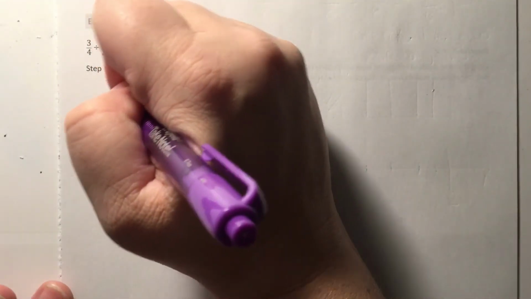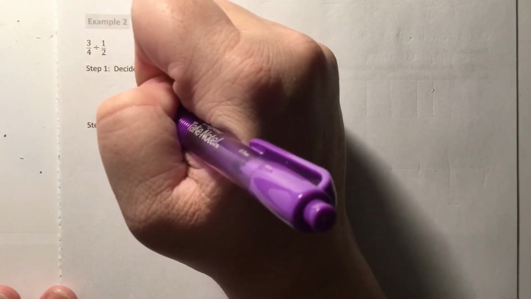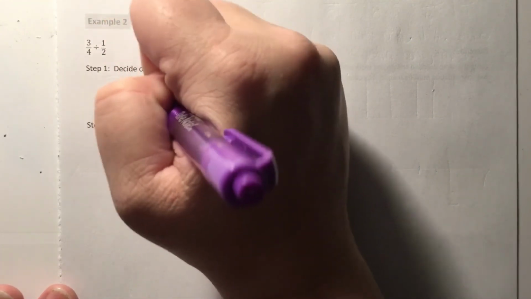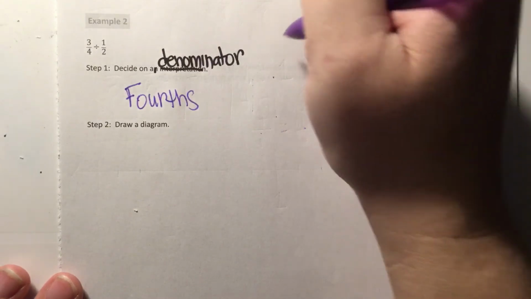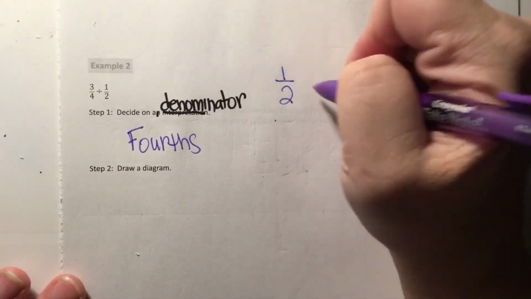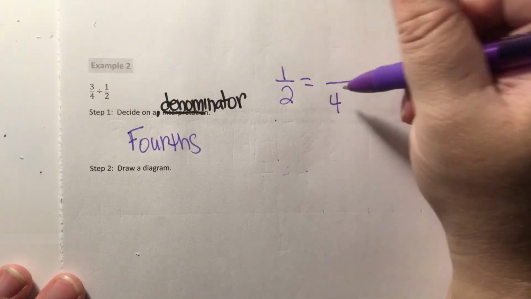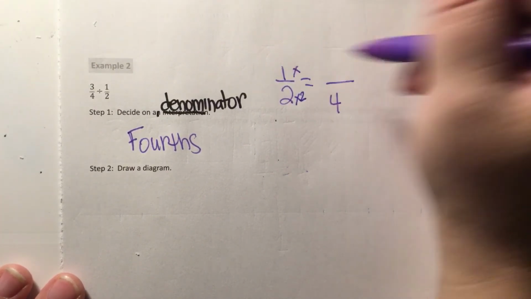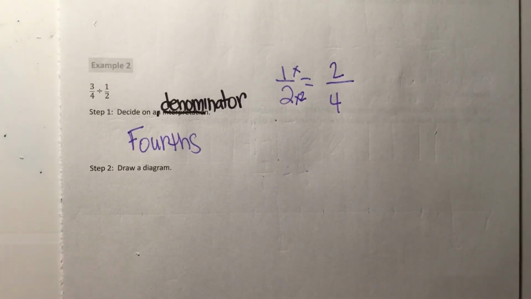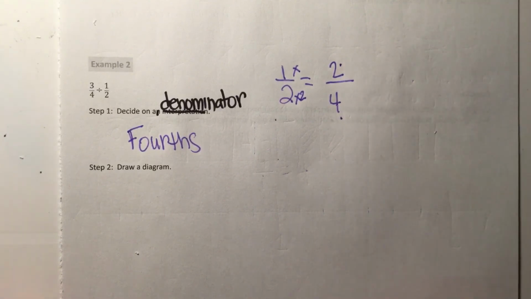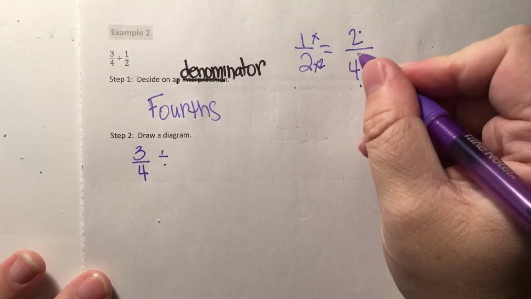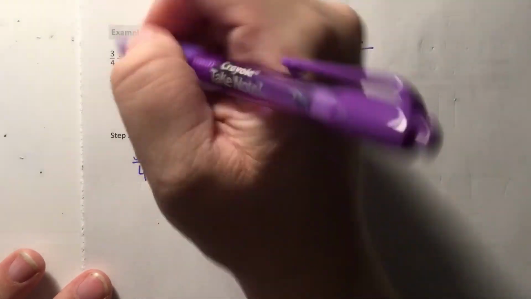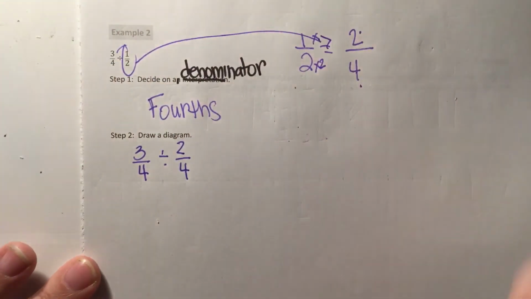Okay, so we are going to use 8s, right? Or no, 4s. I'm sorry, I was looking at the wrong problem. So first, let's figure out what this is going to be. 1/2 is equal to what over 4? We know 2 times 2 is 4, right? And 2 times 1 is 2. 2/4 reduces down to 1/2 because you can divide 2 into the top and the bottom. So let's write our problem: 3/4 divided by 2/4. It's going to be that, right?